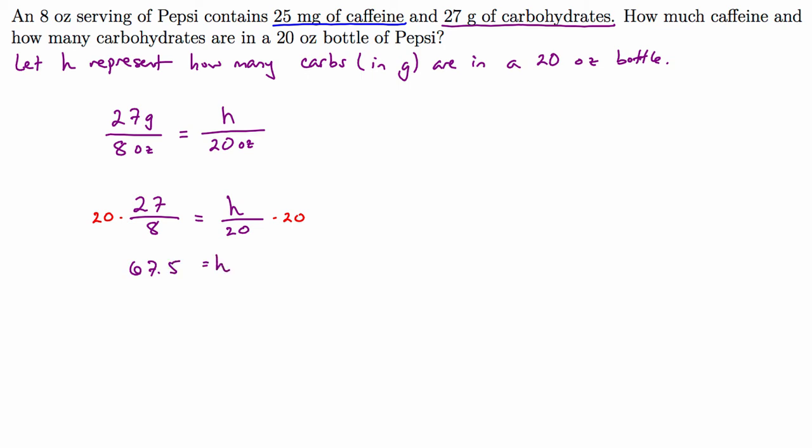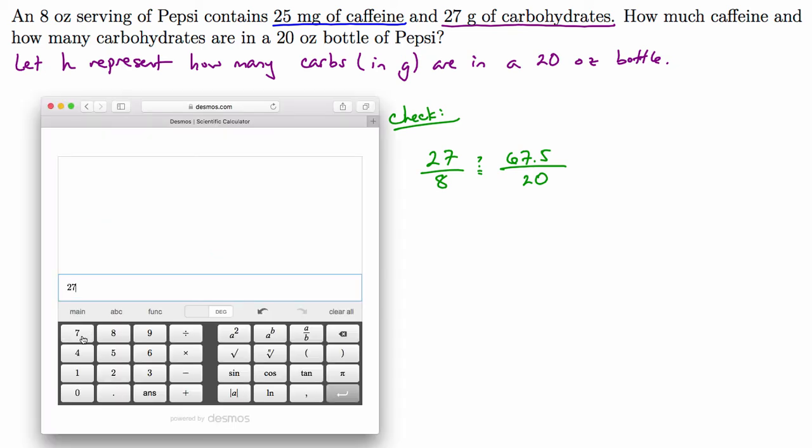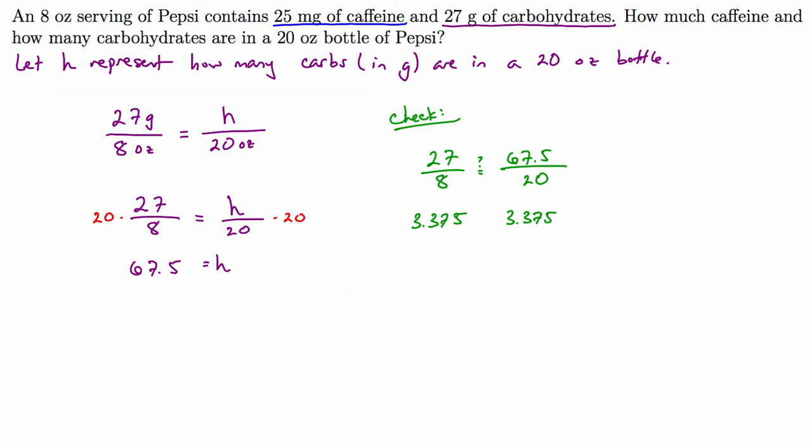As always, I do want to check my answer. So the question is 27 grams in an 8-ounce serving proportional to 67.5 grams in a 20-ounce bottle? Again, we'll need to use the calculator to do these two calculations. On the left side of the equation, 27 over 8 is 3.375. On the right side of the equation, 67.5 divided by 20 is also 3.375. Since these two values are equal, it does check that we have the solution for our equation, and in turn we do have the answer for the question.